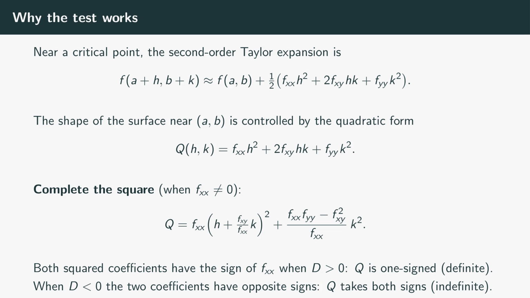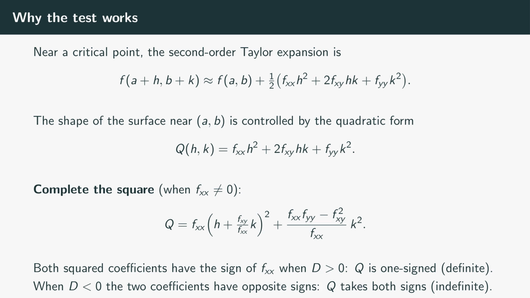To see what shape, complete the square. Assuming f_xx is not 0, you can write Q as f_xx times the quantity h plus f_xy over f_xx times k, all squared, plus a second term whose coefficient is exactly D over f_xx multiplied into k squared.